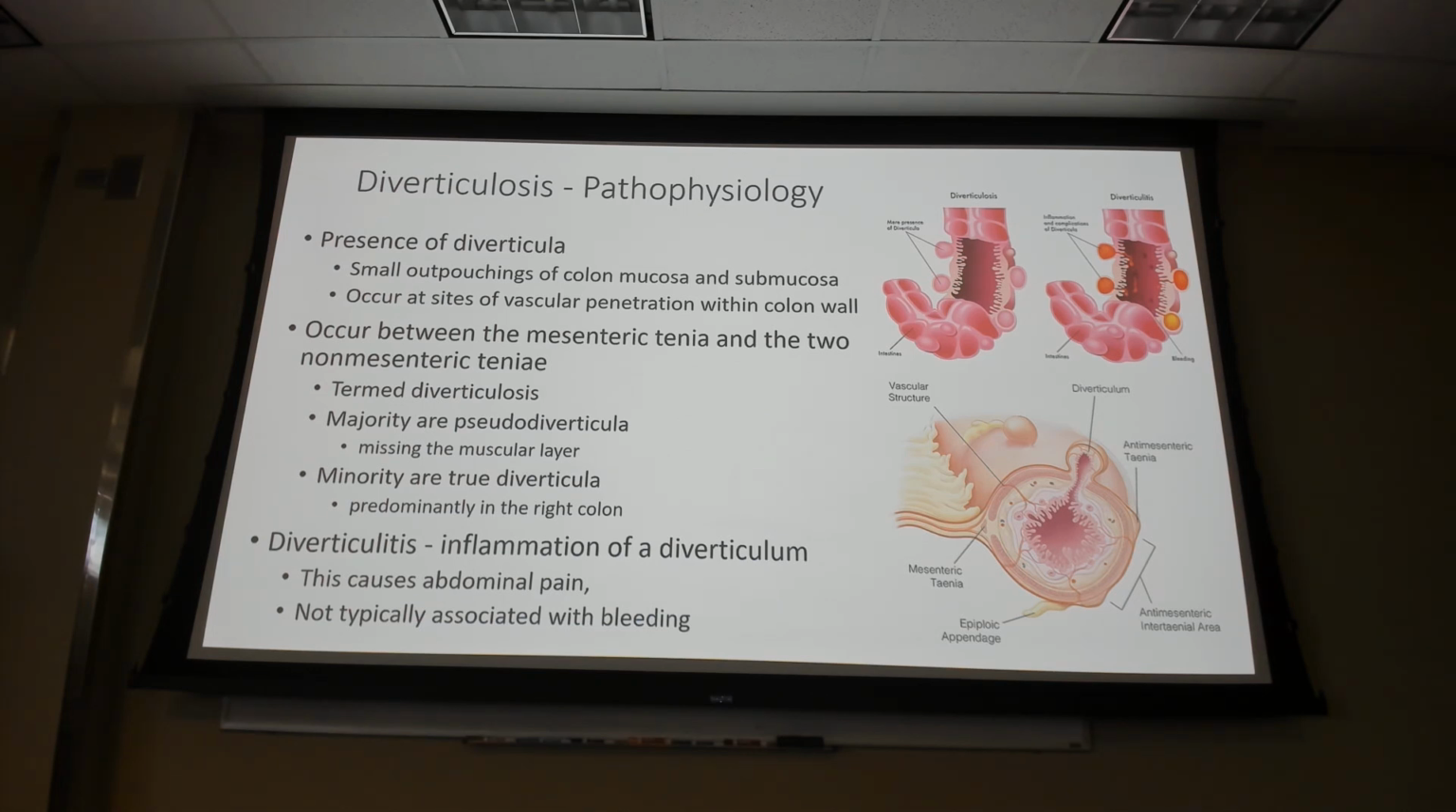And then they do classify them whether they're pseudo diverticula versus true. It's not really something we focus on, but more predominantly in the right colon, which we don't see as frequently, they call them true diverticula because it involves that smooth muscle.